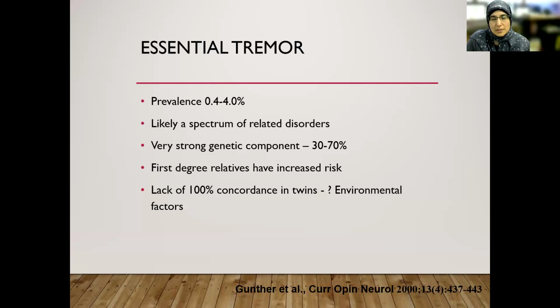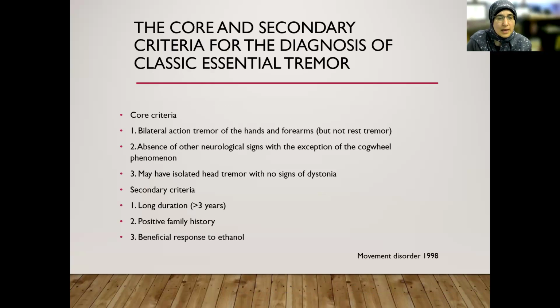So, if we see somebody in the clinic, unfortunately, we cannot send them to the lab saying, okay, test them for essential tremor, just because a gene panel for essential tremor has not been established yet, even though a few genes have been named. And even though this tremor syndrome has existed for a long time, it was only in 1998 that the definitive diagnostic criteria for essential tremor was established.